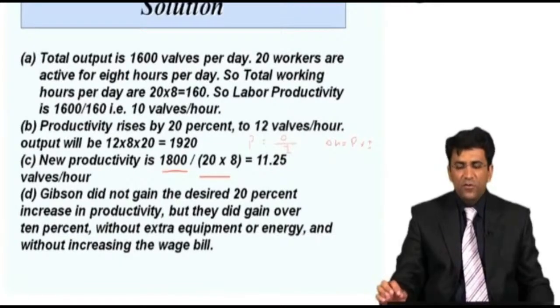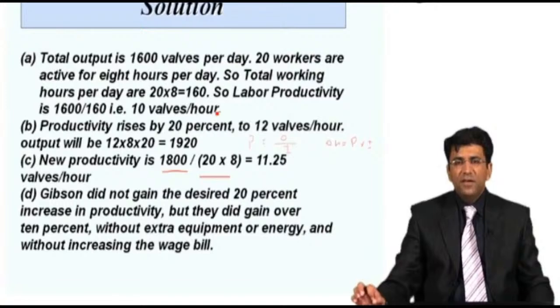And what is the new level of productivity? That is 11.25, which was initially 10 valves per hour. So this is the way the management can sometimes take very important decisions in order to improve the productivity. And again, the rules being applied and the freedom and the autonomy given to the employees can always have an impact on the level of productivity.